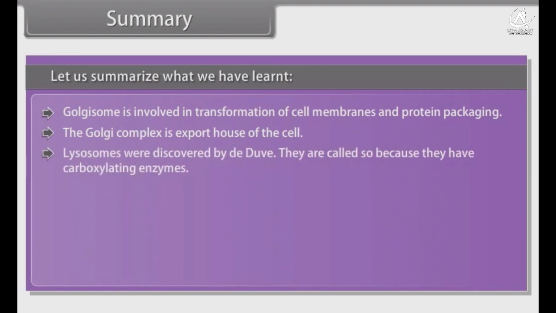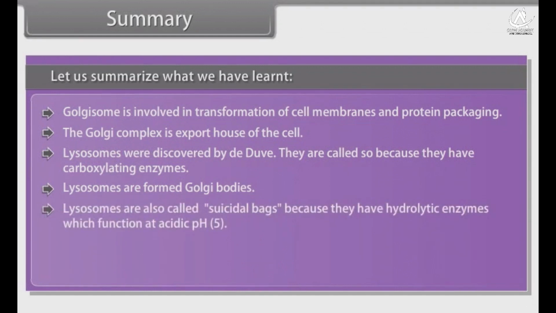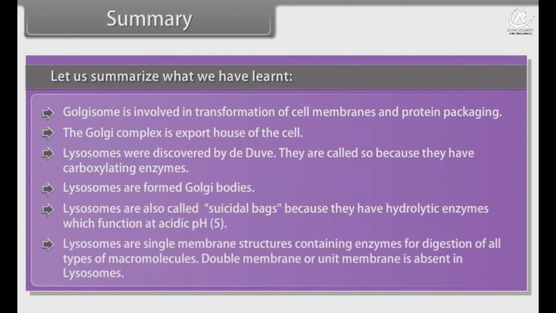Lysosomes were discovered by De Duve. They are called so because they have lytic enzymes. Lysosomes are formed by Golgi bodies. Lysosomes are also called suicidal bags because they have hydrolytic enzymes which function at acidic pH 5. Lysosomes are single-membrane structures containing enzymes for digestion of all types of macromolecules. Double membrane or unit membrane is absent in lysosomes.